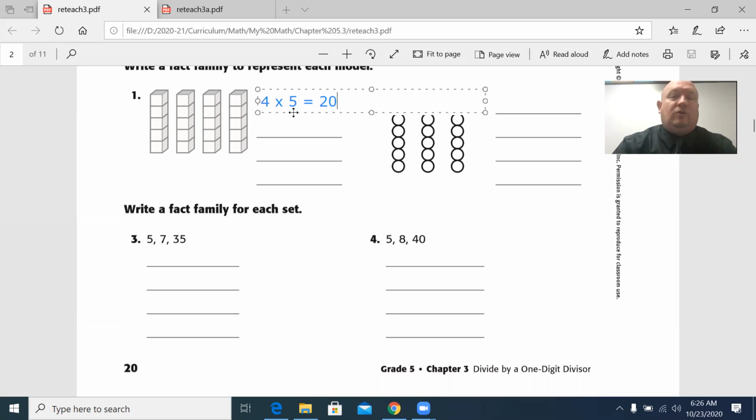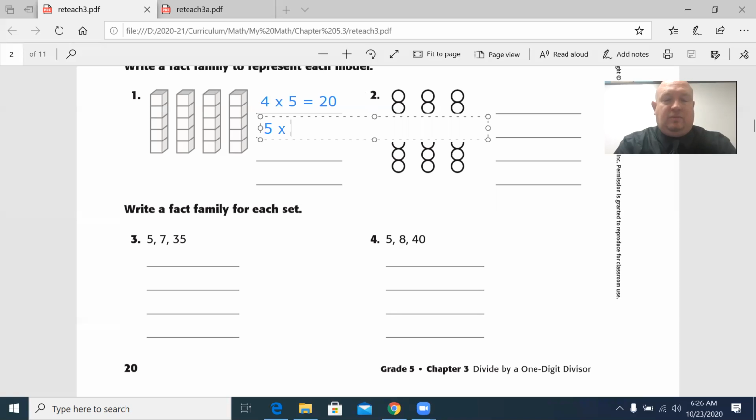All right, so the first one was 4 times 5 equals 20. My next step is to be able to do 4 times 5 equals 20, and then switch these two right here. Switch the 4 times 5. So that gives me 5 times 4.